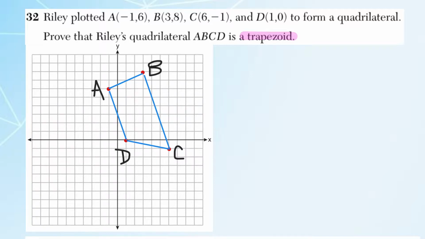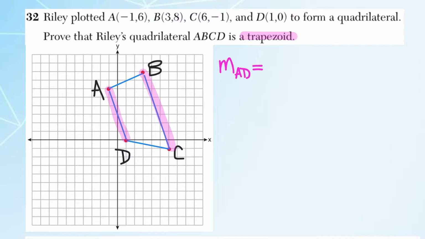In order to prove that this is a trapezoid, the strategy is to pick a pair of opposite sides and prove that they're parallel. We can do that by comparing their slopes. Looking at the quadrilateral we drew, it looks like AD and BC are going to be parallel. So let's go ahead and prove that. Let's start by calculating the slope of the line AD.